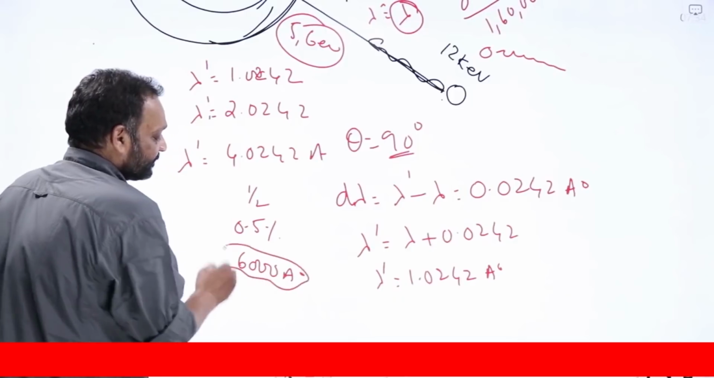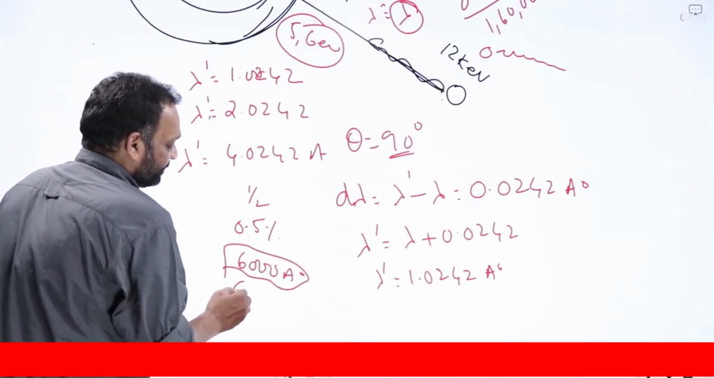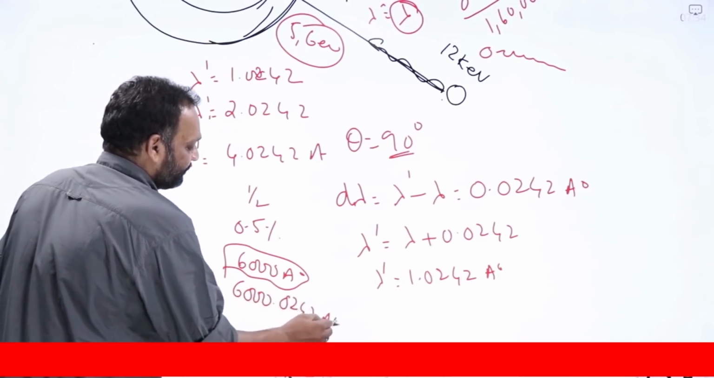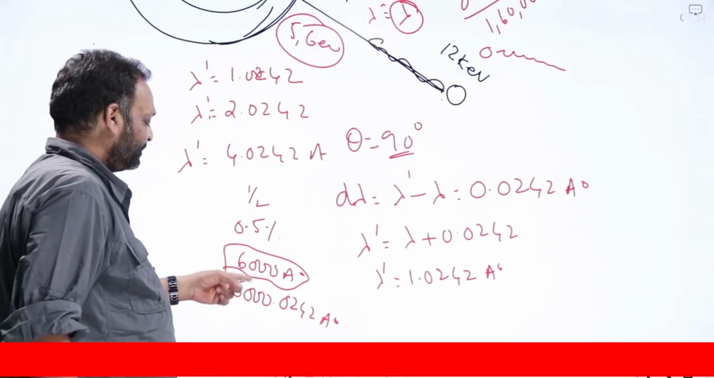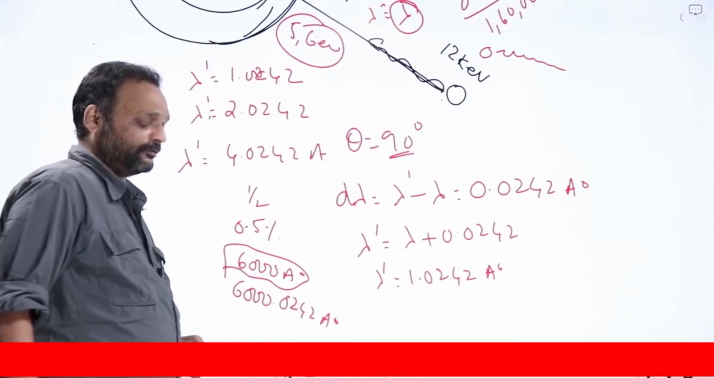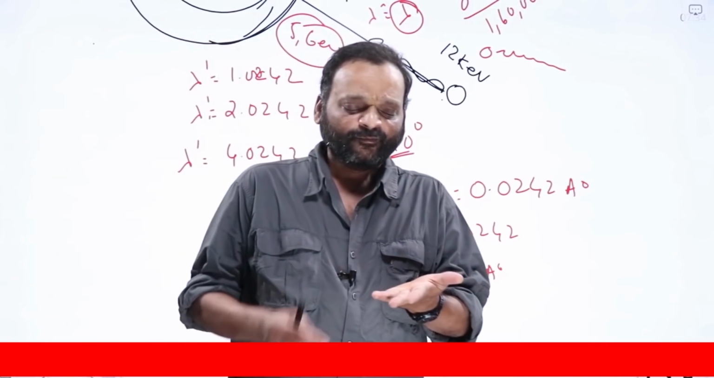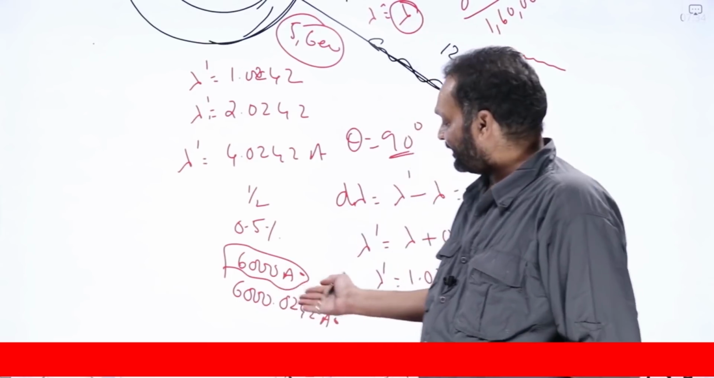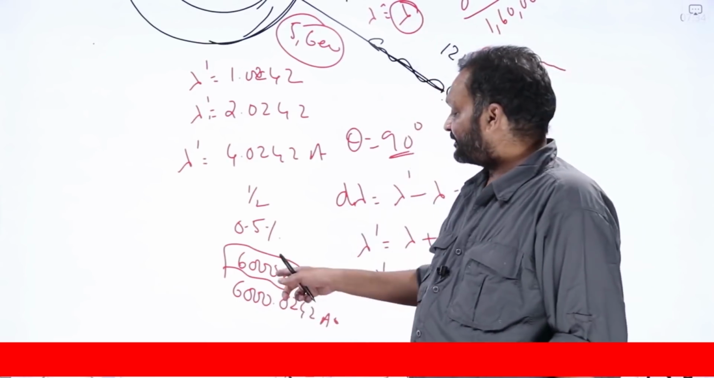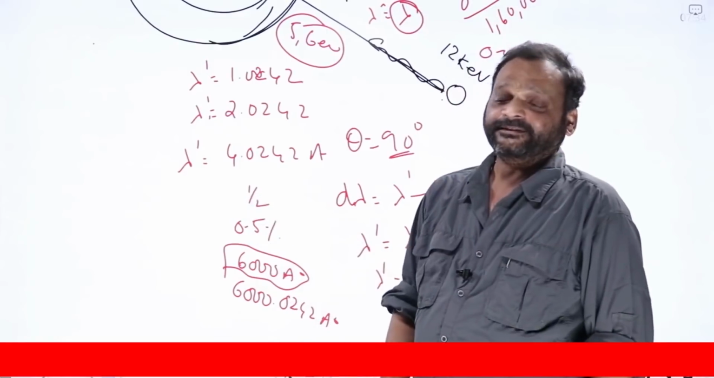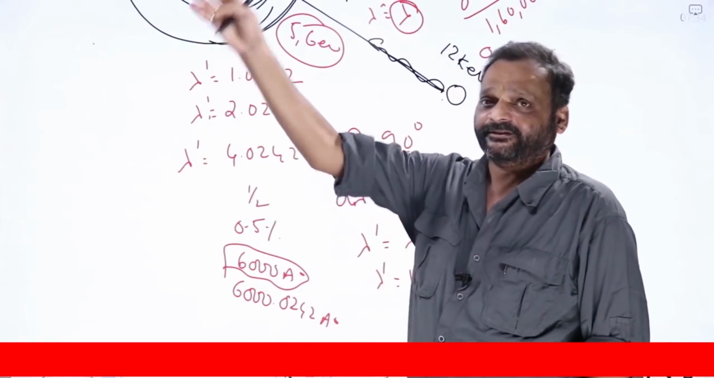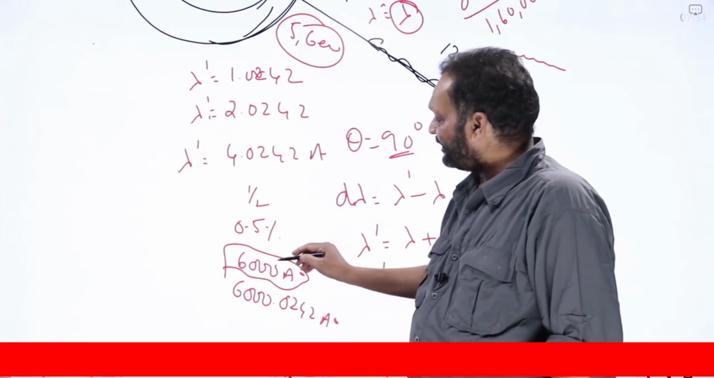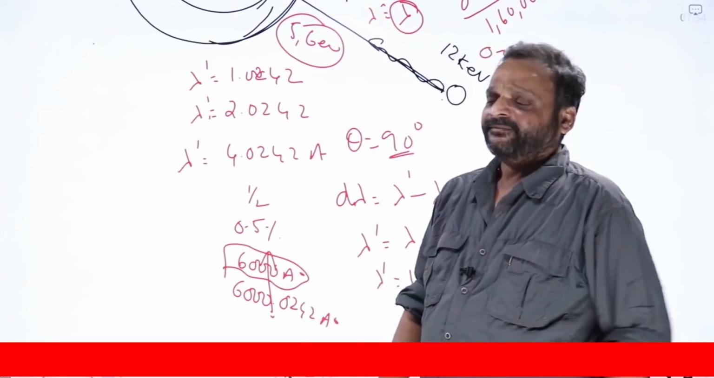When you send 6,000 angstroms visible light, after the change, what is the modified wavelength? 6,000.0242 angstroms. What is the percentage change? 6,000 has become 6,000.0242, so imagine the percentage change: almost 0, negligibly small. We don't even consider that as a change. The percentage change is 0.00001%, something like that. Whether the change is there or not, we don't have to bother. We say d lambda is almost 0 only, so we don't observe it.